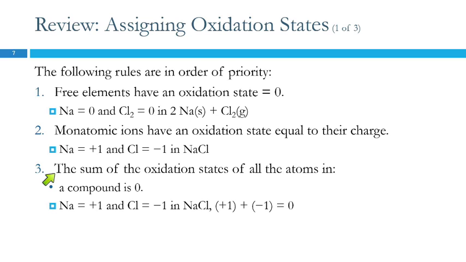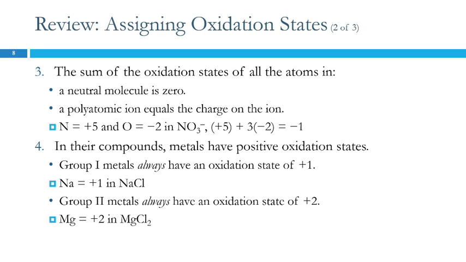If we have an ionic compound with a bunch of ions in it, we learned that all of the charges have to add up to 0 to make a neutral compound. The same thing happens with oxidation states. The oxidation states have to add up to whatever the overall charge of the thing is. So if we have a compound like NaCl, the overall charge is 0. That means that the oxidation state of sodium and chloride have to add up to 0. If we have a neutral molecule like H2O, they have to add up to 0.